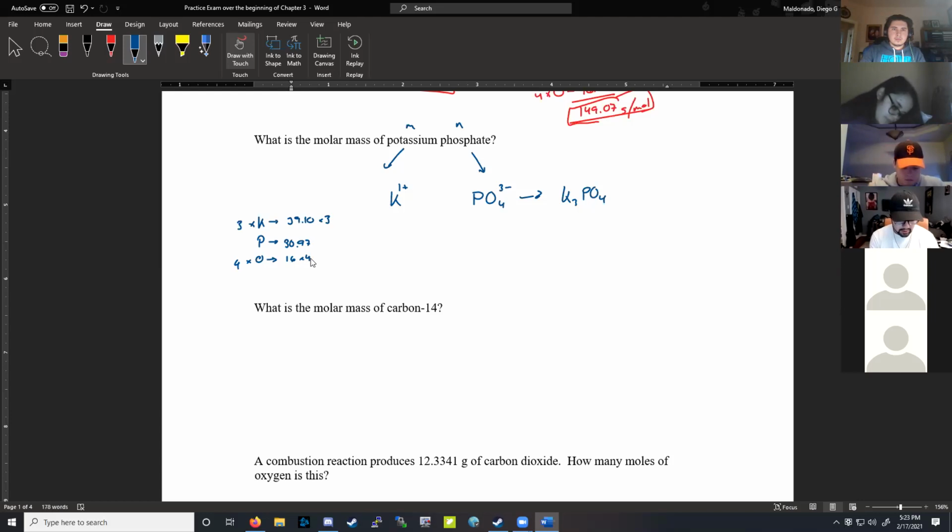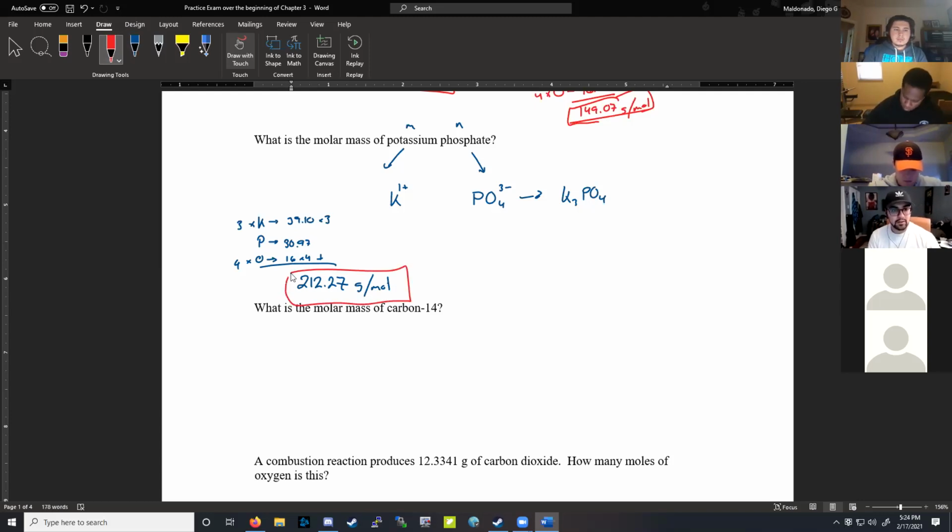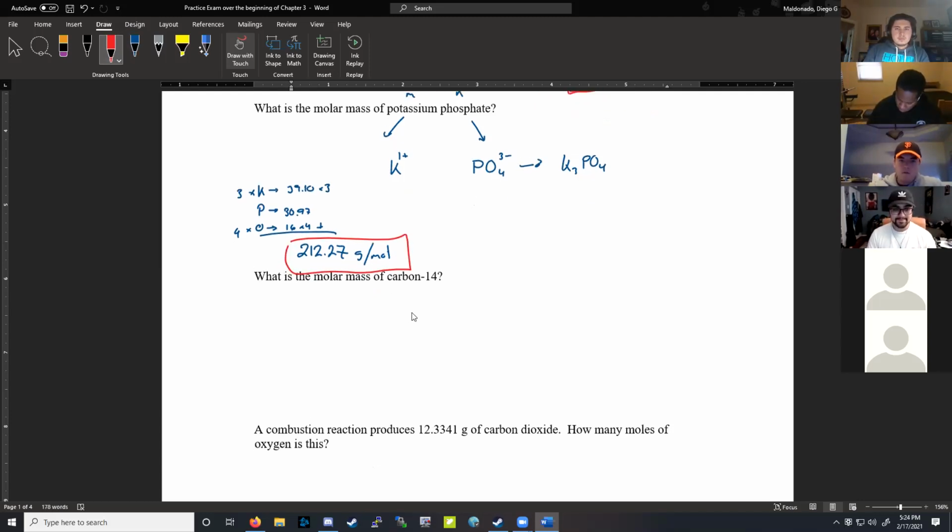212.27. Yes, 212.27. So once you add all that, you get 212.27. My unit? Grams per mole. Don't forget your units. Those are very important, especially when you're doing processes.